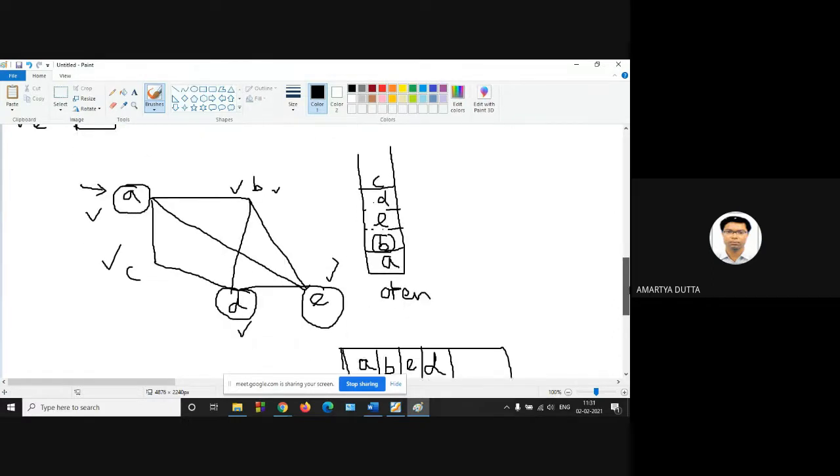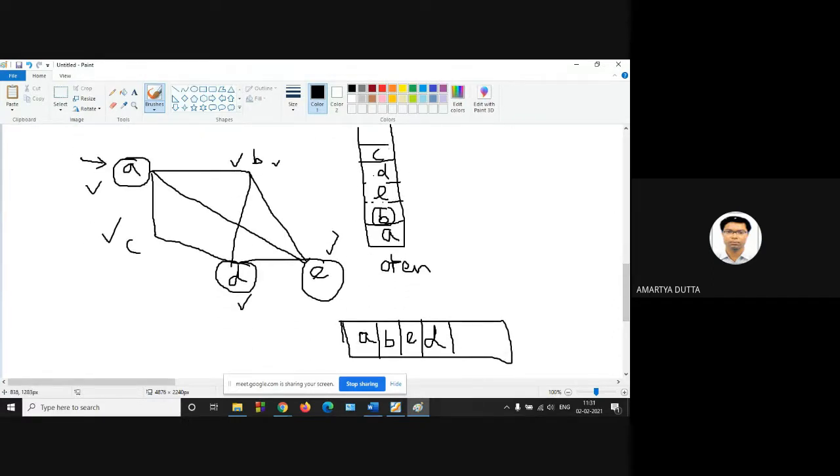Next C. So what are the adjacencies of C? These are A and D, but A and D are already inserted in your visited array. So this is your last vertex. So write down C here. So what is the depth first search? The depth first search is that A, then B, then E, then D, then C. Going to the depth first search. That's why stack is used.